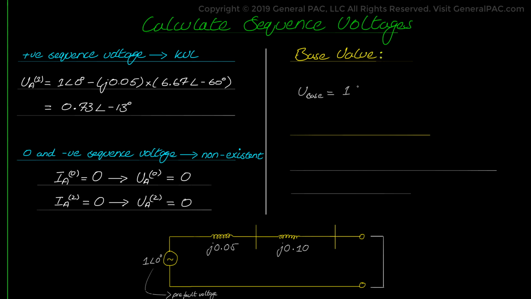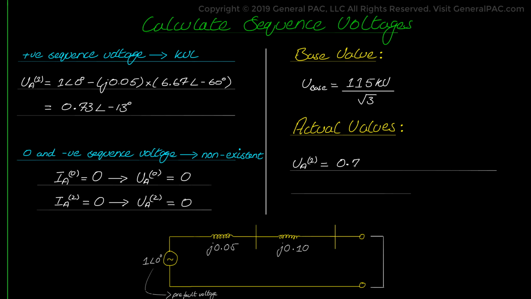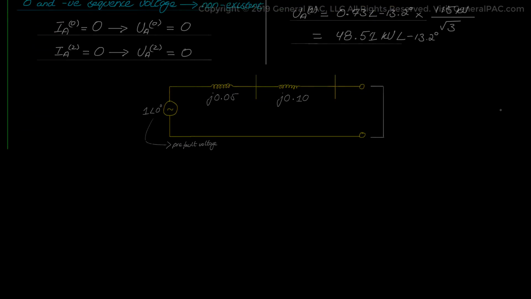We now have to set up a base to convert the per unit voltage to sequence voltage quantities. V base can therefore be taken as the following. Now multiplying the component of the base values, we get the voltage values in sequence component form: 48.51 kV at the angle of -13.2 degrees. Remember, these are still sequence voltage quantities.